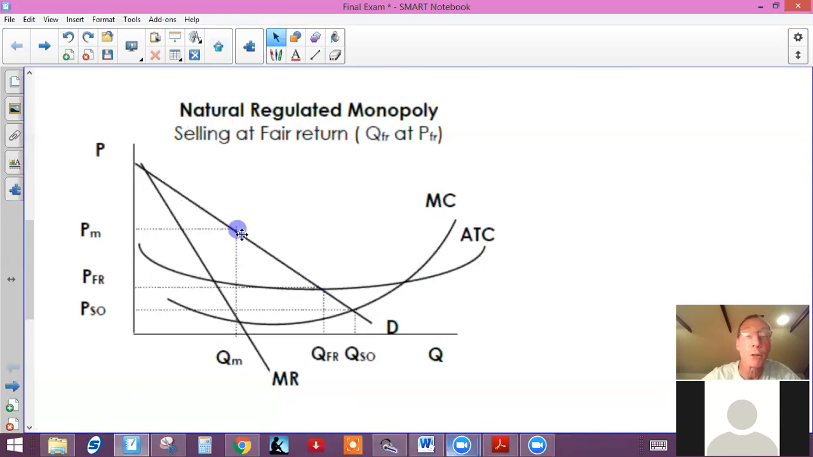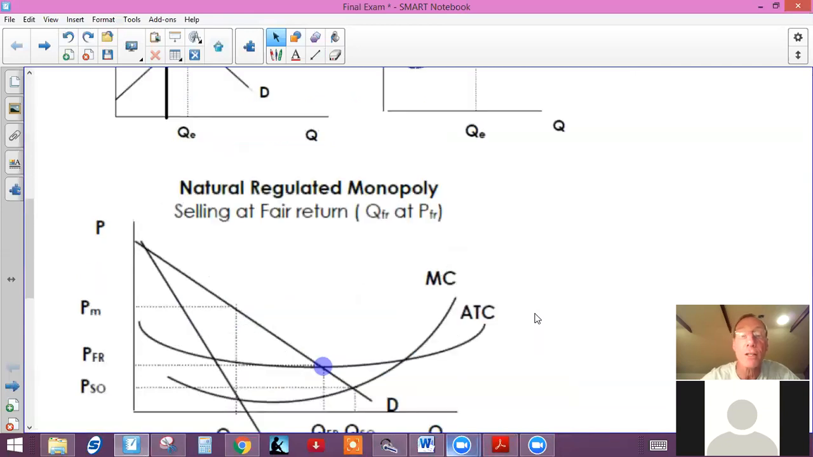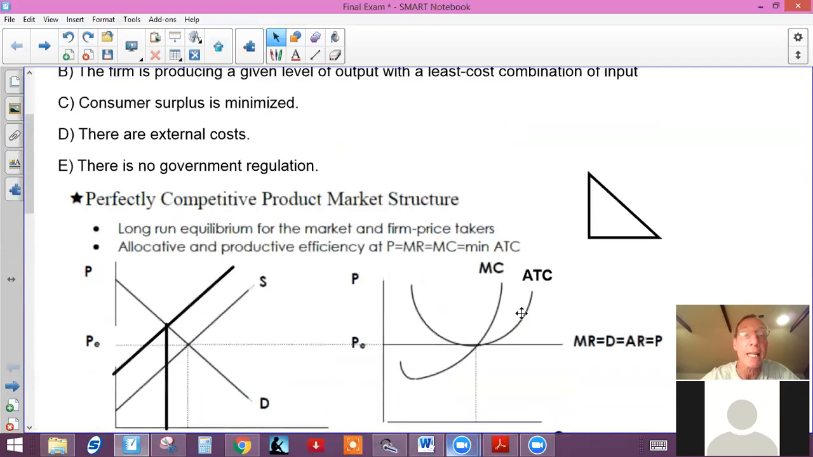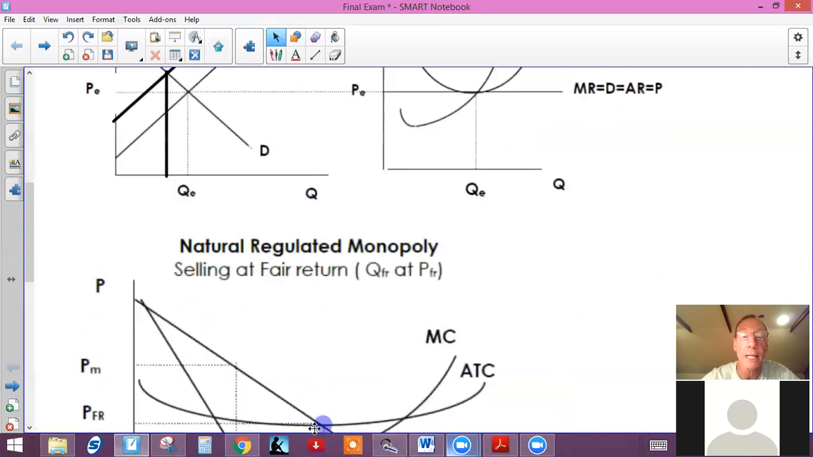So in order for them to charge a lower price and produce a lot more output, go from QM to QFR, it's going to take the government regulating them, saying this is what you have to do, right? So there is a time when E is going to be correct, but that's only in this one example right here.